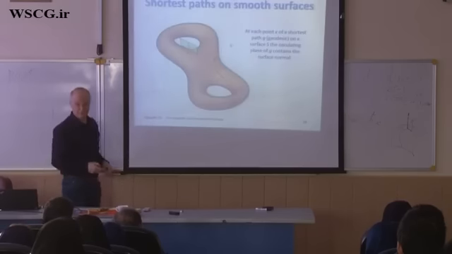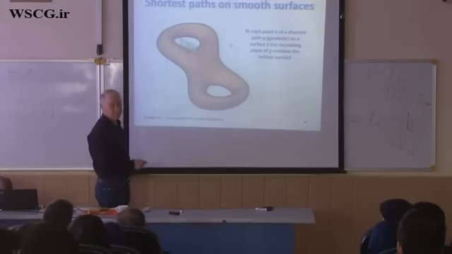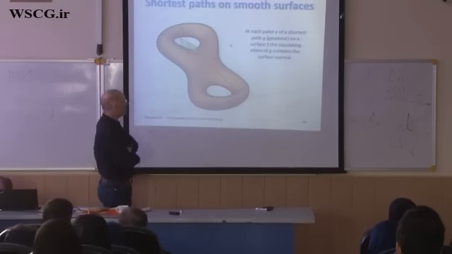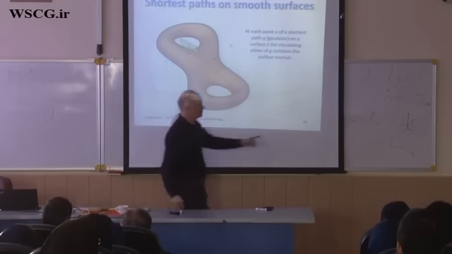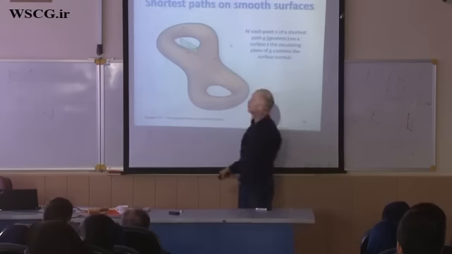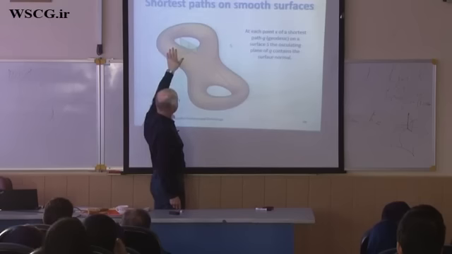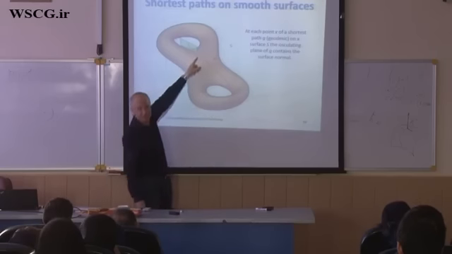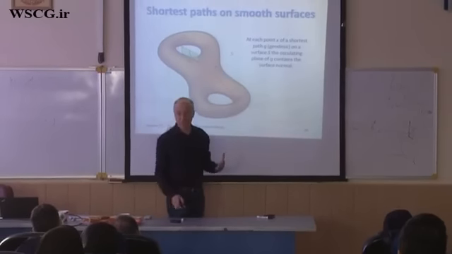Now on a smooth surface, the shortest path has the property that at each point, again, the osculating plane of the path is orthogonal to the tangent plane, so it contains the surface normal. Again, this implies that the geodesic curvature is 0, and this implies the shortest path property. But this you need to prove.